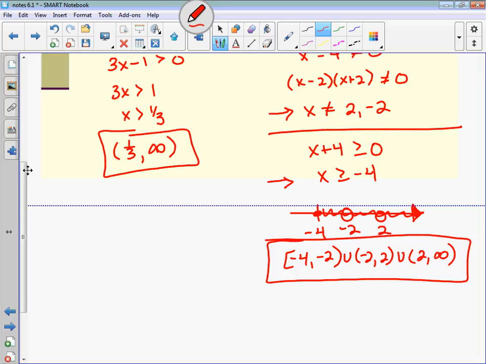Any questions, guys? Take your time, think through the steps. Always ask yourself immediately, is there a fraction or an even root? If there's none of that, just write all real numbers, okay? Questions on anything?